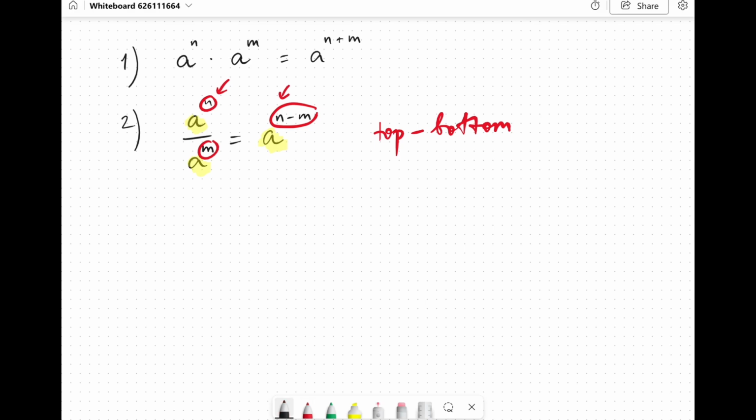For example, if you have x to the power of 7 over x to the power of 9, you keep your base x the same, you're subtracting 7 minus 9, which results in x to the power of negative 2. So even if that leads to a negative exponent, you're still doing the top minus the bottom.